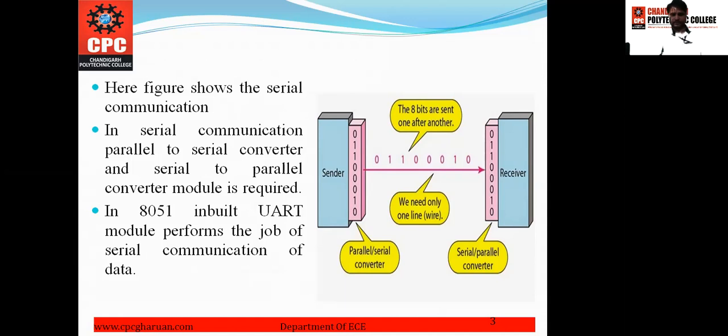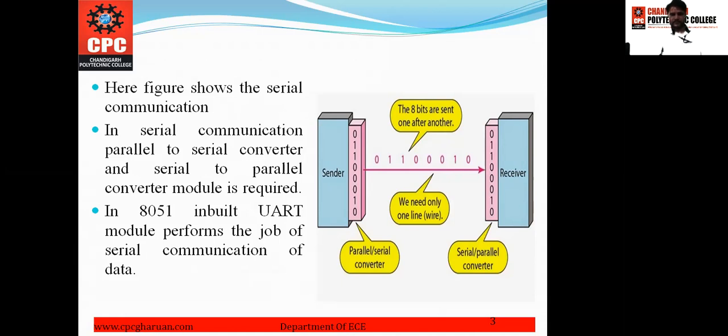As you can see in this image, the sender has to transmit 8-bit data 0, 1, 1, 0, 0, 0, 1, 0. First of all, we have to convert this parallel data into serial data so that all the serial bits can be transmitted over a single wire, single channel, up to the receiver end. And when the receiver receives the serial data, it has to be converted again into its parallel form.